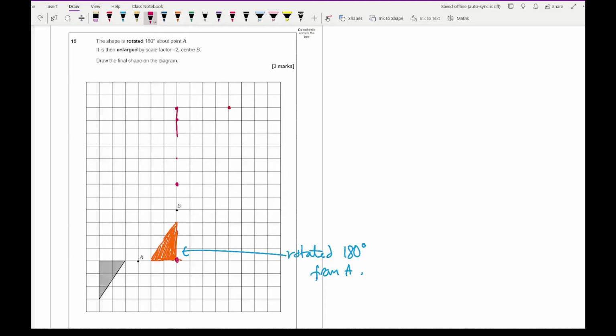So our final shape is going to look something like that. And then you just need to shade that in. And that there is our final answer. But again, make sure that you are using a ruler and that your lines are straight.